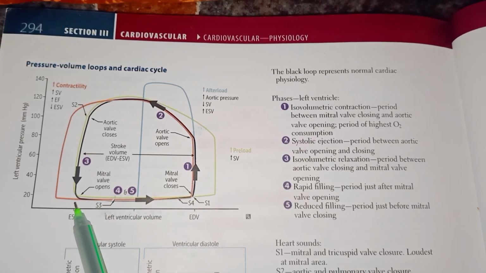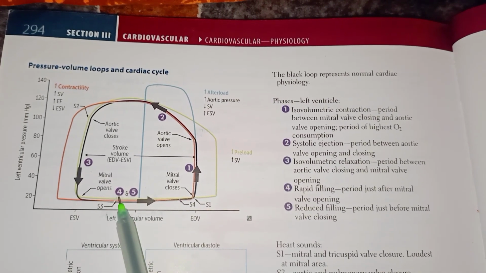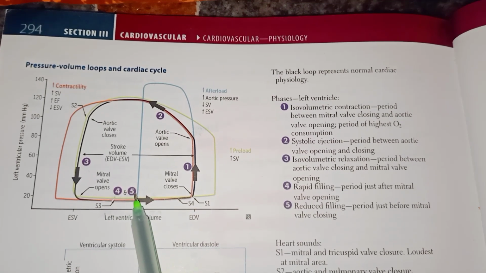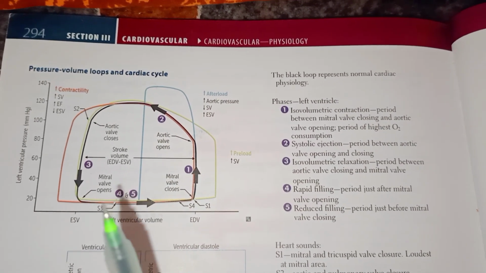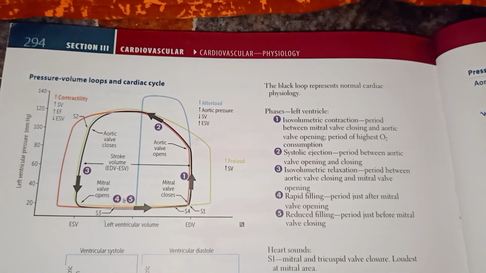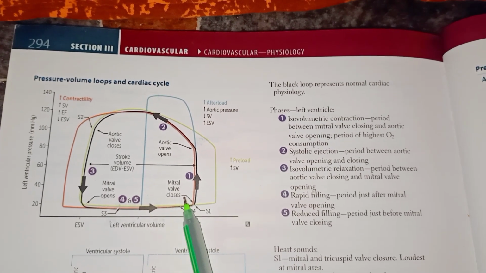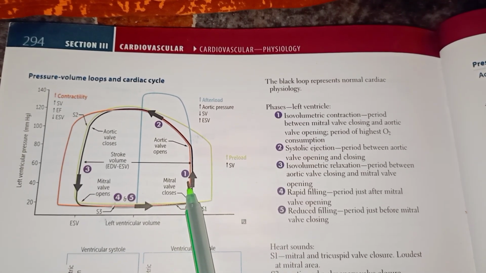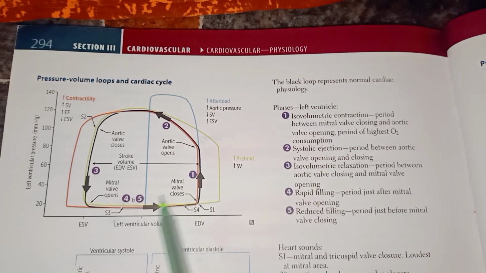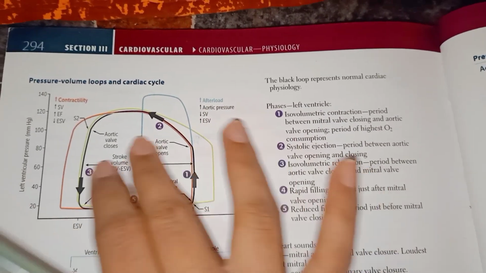You can see here the mitral valve opens so that the blood from the left atrium will be coming to the left ventricle. The fourth is rapid filling, just after the mitral valve opens. The fifth is reduced filling, just before the mitral valve closes. As the mitral valve is closing, the blood coming from the left atrium decreases, and it closes here. In the first step again, the aortic valve is ready to open. So this cycle continues like this, and this is the cardiac cycle.